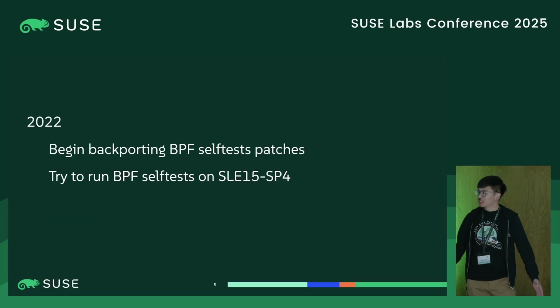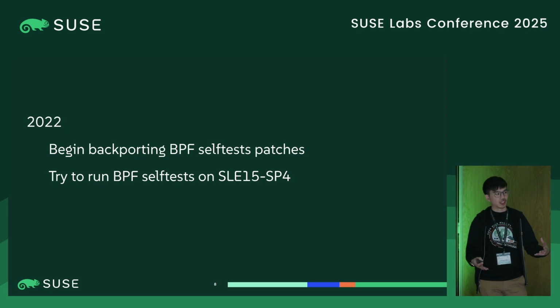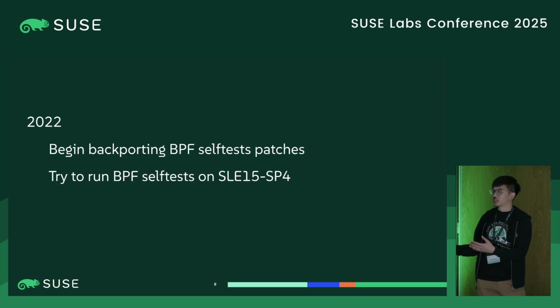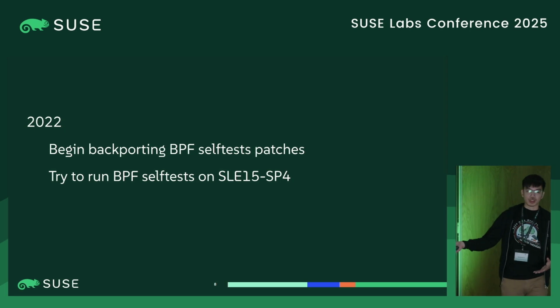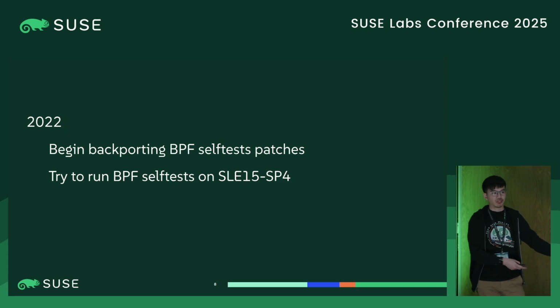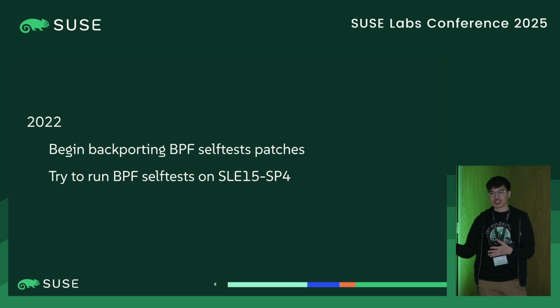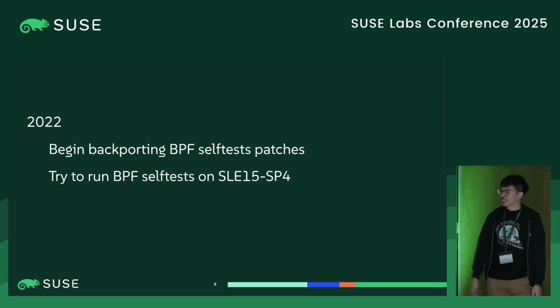So in 2022, I began backporting BPF self-test patches. As I said, whenever there's a fix for BPF, usually and hopefully there's a BPF self-test that makes sure there's no regression and the bug is actually fixed. So I backported those BPF self-tests whenever I could. And then I tried to run the BPF self-test on the 15SC4. That was quite a while back. And it kind of worked. I could run the self-test, and some were failing. I don't know why, but the BPF verifier test passes. So I'm happy enough and call it a day.